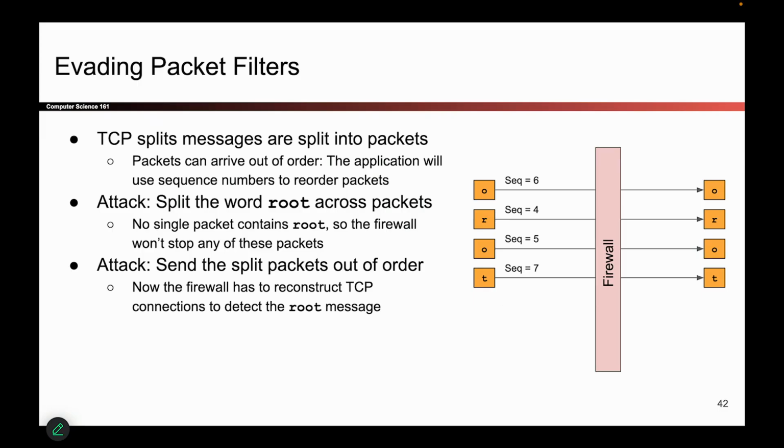So to stop this, now the firewall has to keep track of the TCP connection and reconstruct the sequence numbers as well. So as the attacker gets more clever, the firewall also has to get more clever to stop these attacks. First, it had to remember how to put packets together. Then it also had to remember or think about reconstructing out-of-order packets in order to stop these attacks.